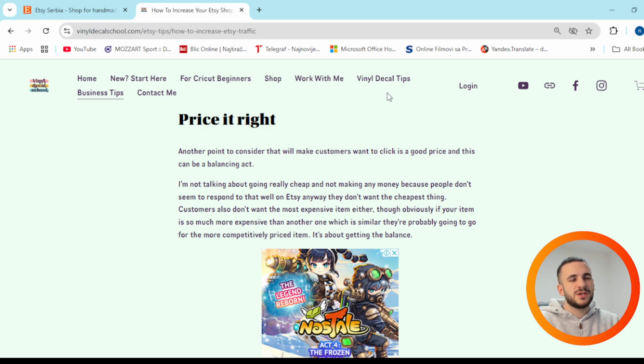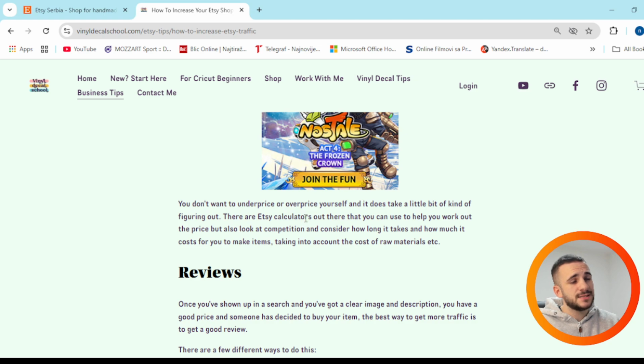Of course, why would someone pay even half a cent higher if the product is too similar, you know? So yes, I'm not talking about going really cheap and not making any money, because people don't seem to respond to that well on Etsy anyway. They don't want the cheapest thing, and customers also don't want the most expensive item either. Though obviously, if your item is so much more expensive than another one which is similar, they're probably going to go for the more competitively priced item. It's about getting the balance, of course, as it is with everything in life.